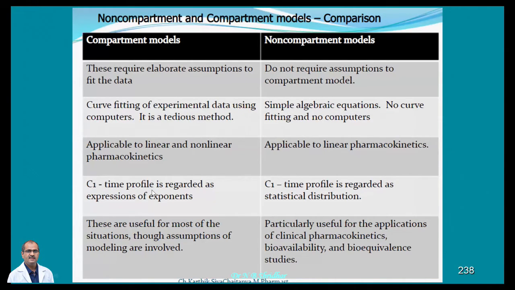C1 time profile is regarded as the expression exponent. C1 time profile is regarded as the statistical distribution, and they are useful for most of the situations, especially in the compartment models, through assumptions of the modeling are involved, whereas in the non-compartment models it is particularly useful for the application of clinical pharmacokinetics, bioavailability and bioequivalence studies.